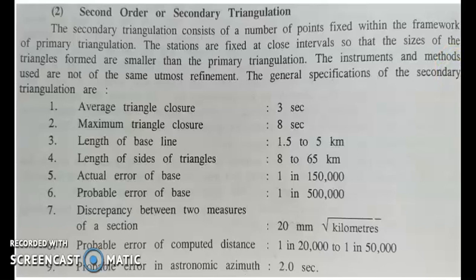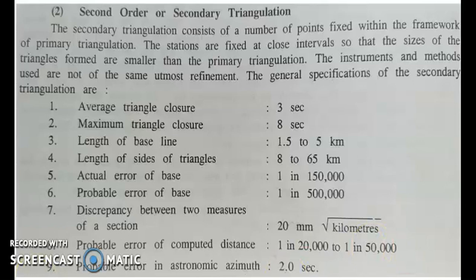Actual error of the base will be 1 in 1.5 lakhs, right? Then probable error will be 1 in 5 lakhs. Discrepancy between the two measures will be 20 mm. Then probable error of computed distance will be 1 in 20,000 to 1 in 50,000. And probable error of azimuth is around 2 seconds.